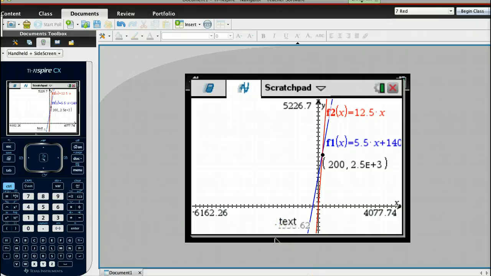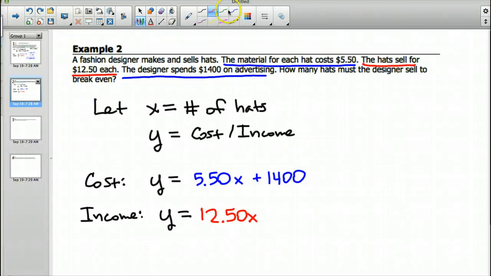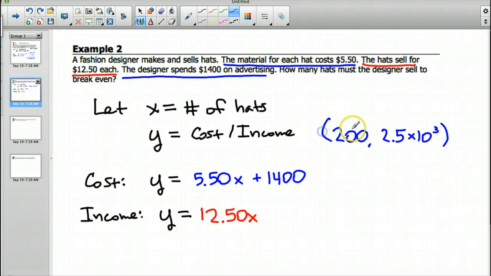So go back to my notes here. Intersection point was 200, comma, and again 2.5 times 10 to the third, which is also 2,500. And so we're looking again for the x value. We want to know the number of hats. It takes 200 hats to break even.